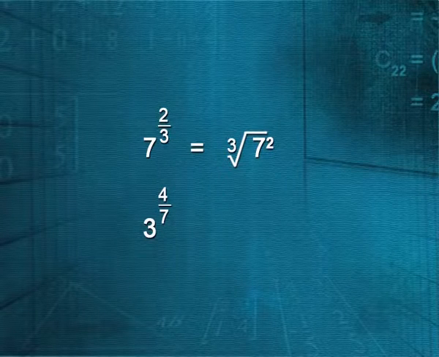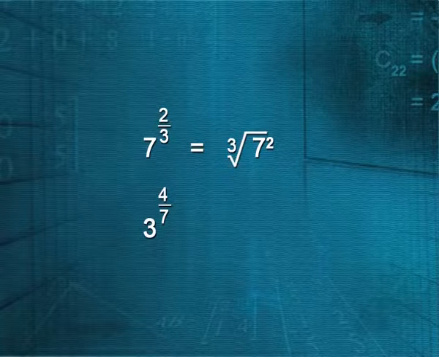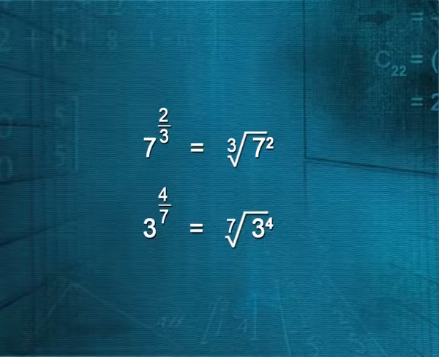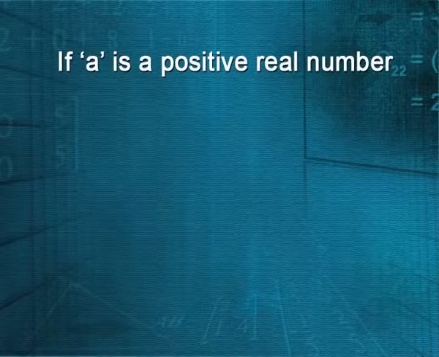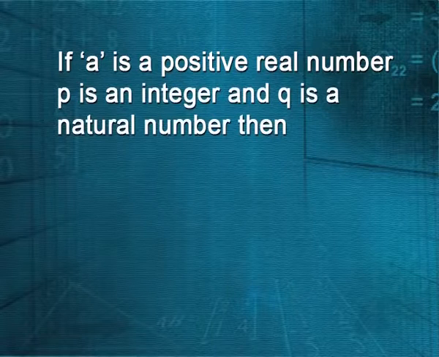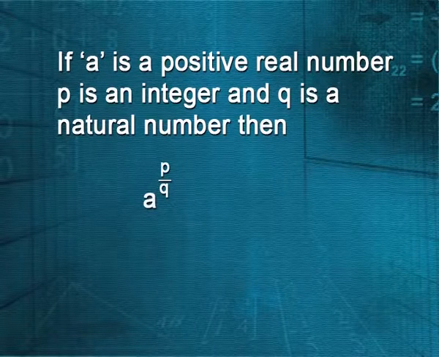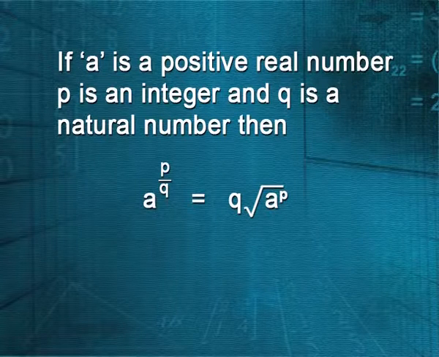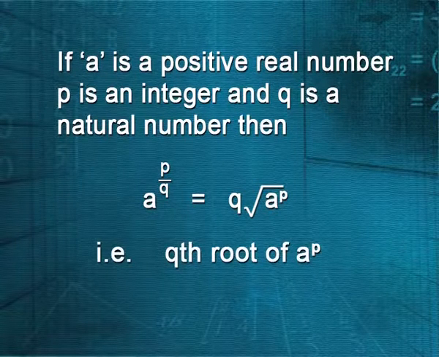Likewise, 3 raised to power 4 by 7. What is the meaning of 3 raised to power 4 by 7? 3 raised to power 4 by 7 you can write as the 7th root of 3 raised to power 4. That means, if a is a positive real number and p is an integer and q is a natural number, then a raised to power p by q is the qth root of a raised to power p. That is the qth root of a raised to power p.